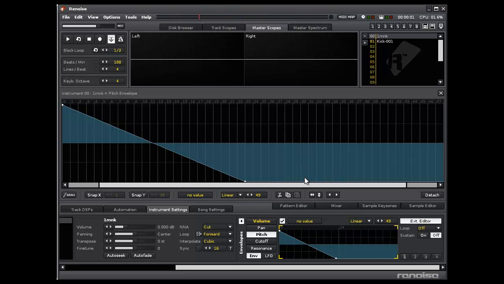One of the challenges with FM is that it doesn't have envelopes that can be applied to pitch, which makes it a little bit difficult to make drums. But it's okay, we can get around that, that's no problem.